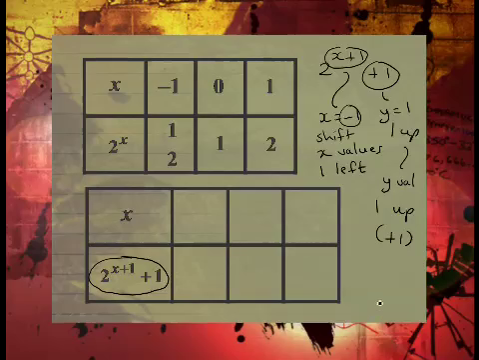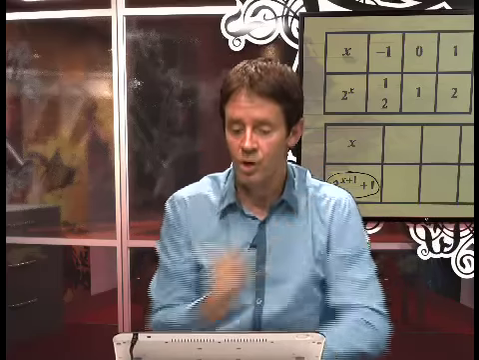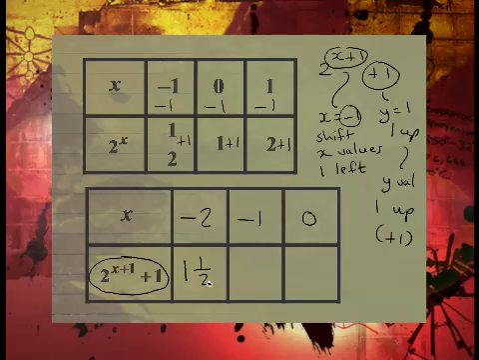Remember, the exponential graph has 1 asymptote. The hyperbola has 2. Now, if we do this, what would our new values be? For the x's, we shift 1 left, so we're subtracting 1. To the y values, we add 1 to bring the graph up. Minus 1 is minus 2, 0 minus 1 is minus 1, 1 minus 1 is 0. A half plus 1 is 1.5, 1 plus 1 is 2, and 2 plus 1 is 3.